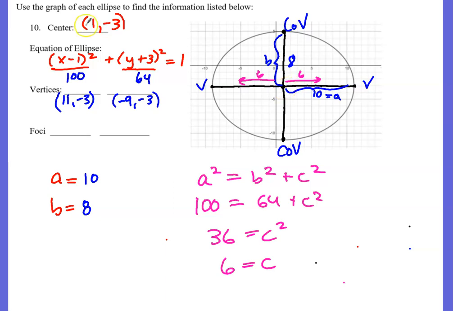If I add 6 to the x, I get (7, -3). Remember, we're only moving in the x direction. You could also do it on the graph: 6 in this direction, 1, 2, 3, 4, 5, 6, puts me at (-5, -3). You can do it right on the graph. Either way, you'll get the right answer. So there are your foci. Once again, remember, your vertices, the longest distance, that major axis, also contains the foci, so you'll know which direction to move.